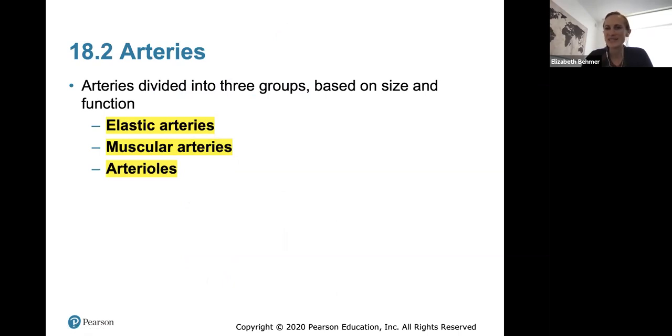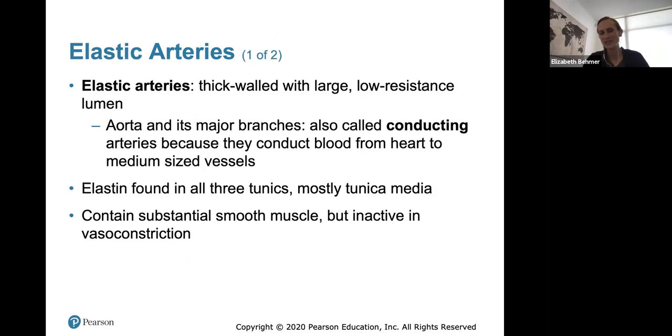So arteries, we divide into three groups that you should know: elastic, muscular, and arterioles. Elastic arteries are the thick-walled with large, low-resistance lumen. Aorta and all of its main branches are elastic arteries. They're also called the conducting arteries because they conduct blood from the heart to all the medium-sized vessels.